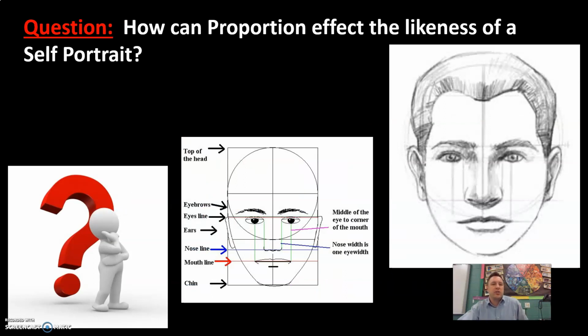So the question that we ask ourselves is, how can proportion affect the likeness of a self-portrait?